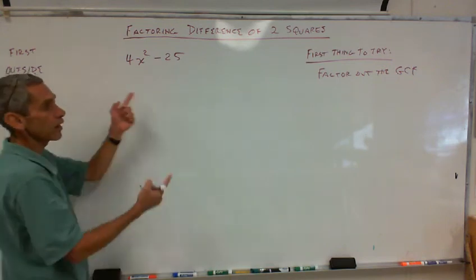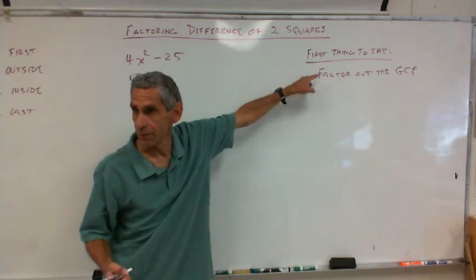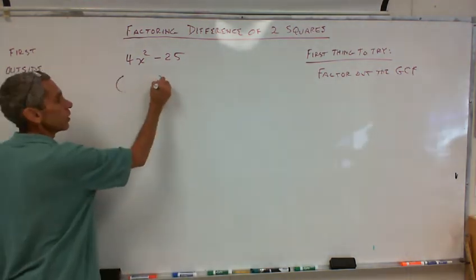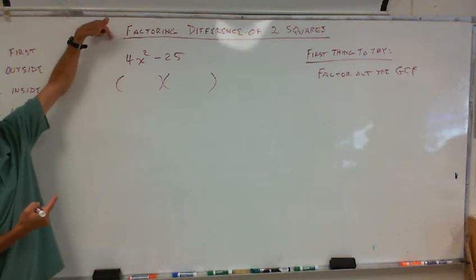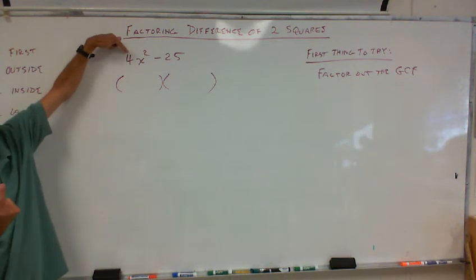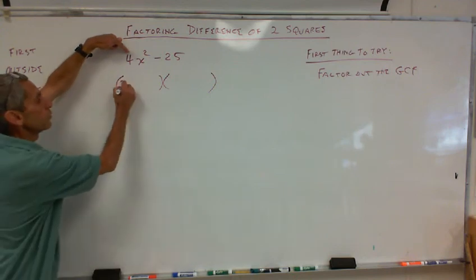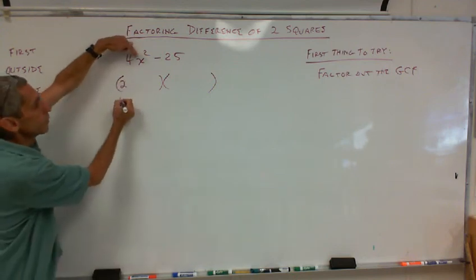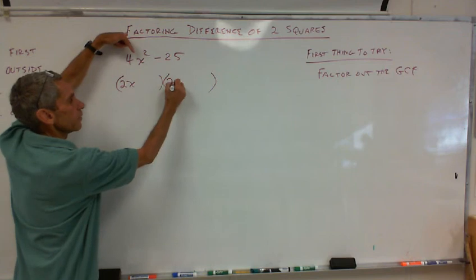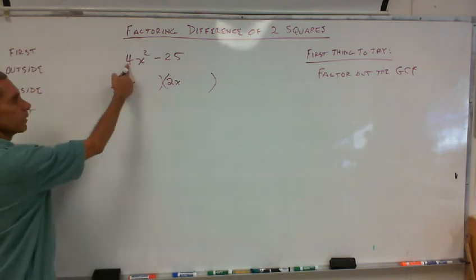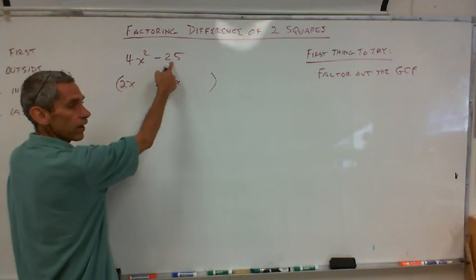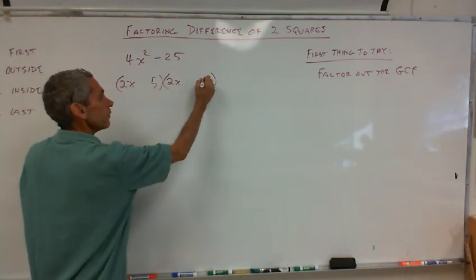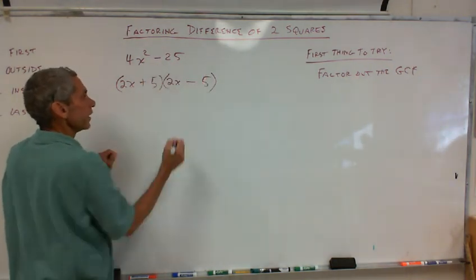Yes, exactly. As long as you cannot factor out the greatest common factor, then you do your parentheses and ask, what's the square root of 4x squared? In other words, what's the square root of 4? 2. So I'm going to have a 2. What's the square root of x squared? X. That means if I have 2x and 2x, that would give me 4x squared. And then, what's the square root of 25? 5. One of them is positive, one of them is negative.